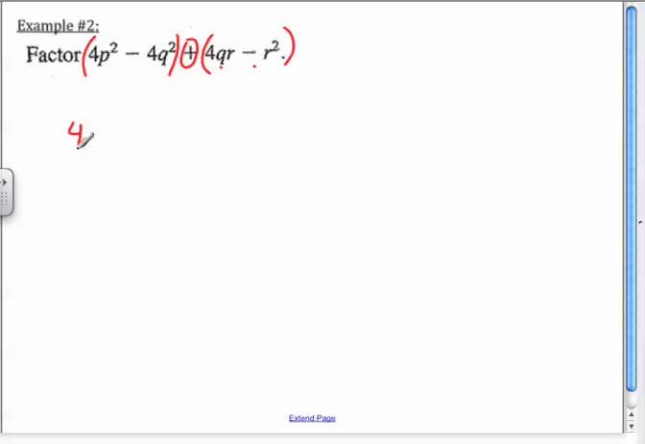So I could take out a 4 and I get p squared minus q squared. Now that's good because that's the difference of two squares. I could factor that, right? But hang on to that for just a second.